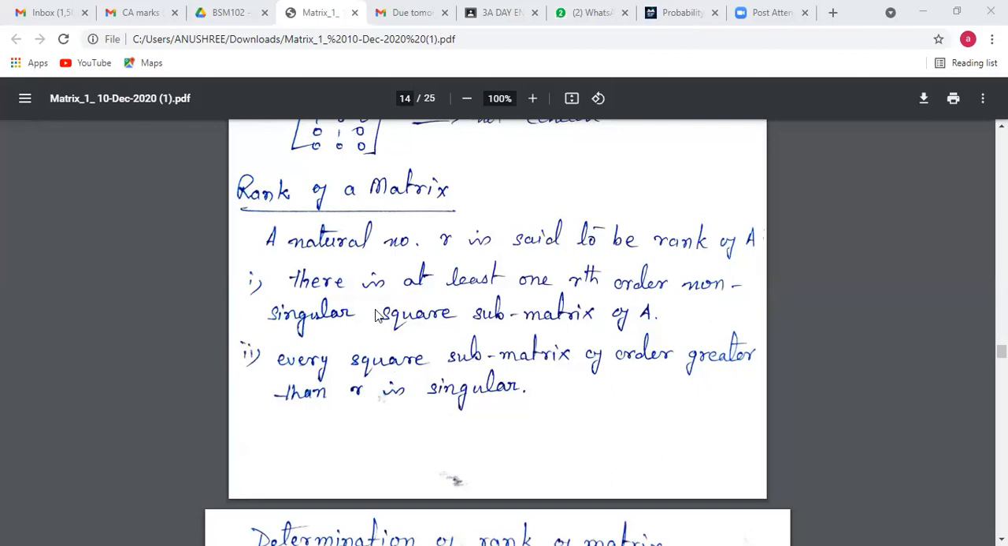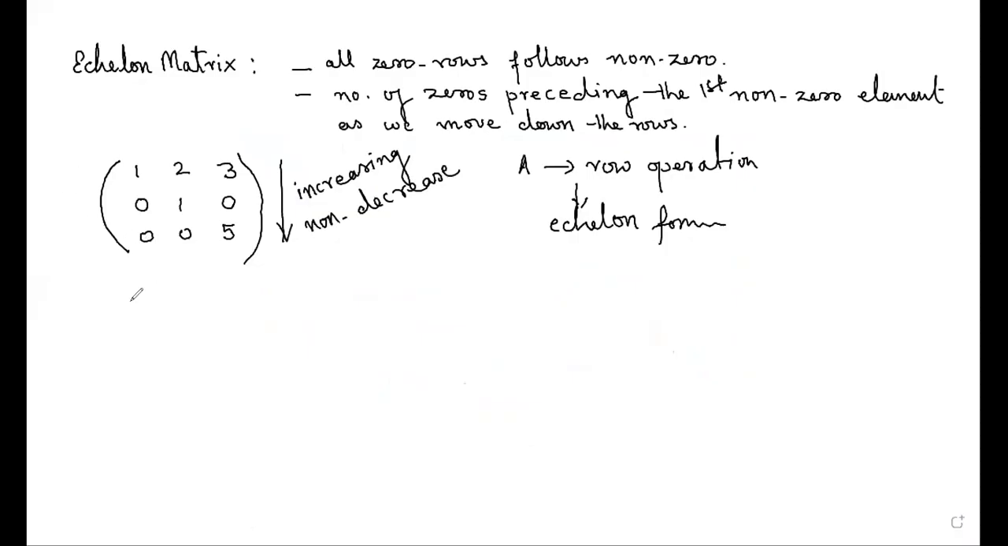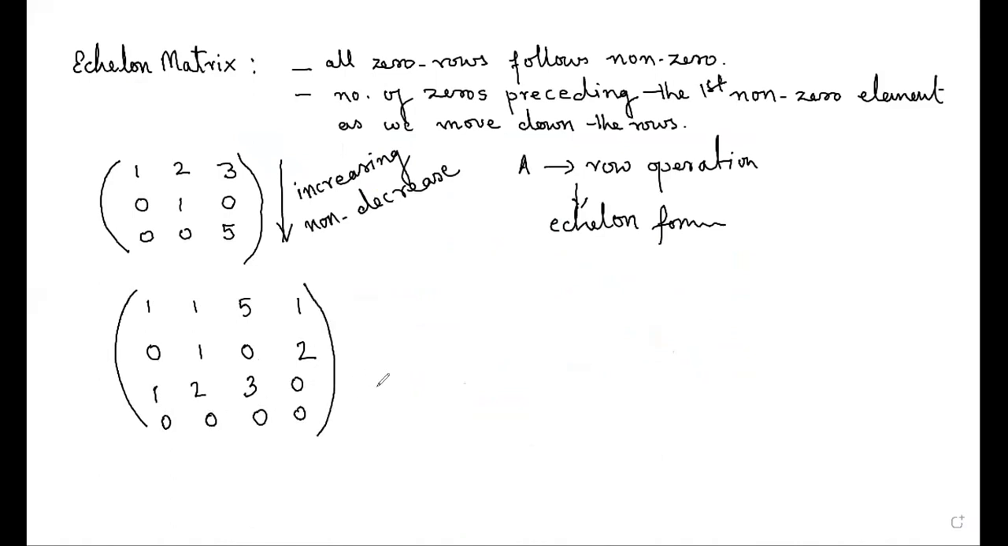If I go to the whiteboard and write an example like this: 1 1 5 1, 0 1 0 2, 1 2 3 0, 0 0 0 0. Now look at the matrix. This is a fourth order square matrix, right? I'm saying that the rank of this matrix is 3.